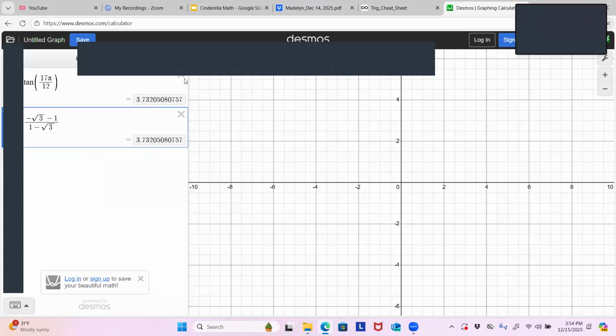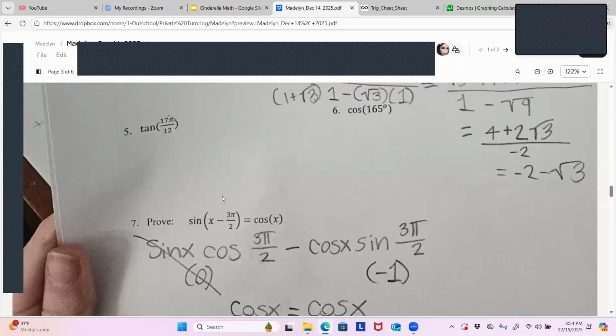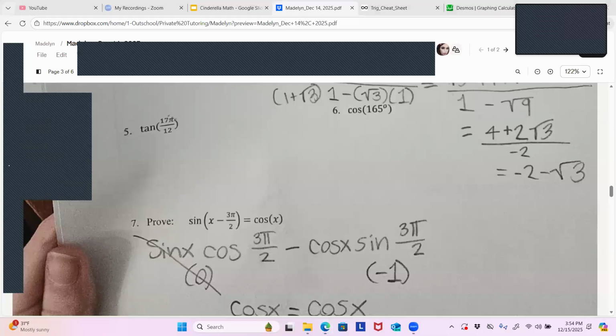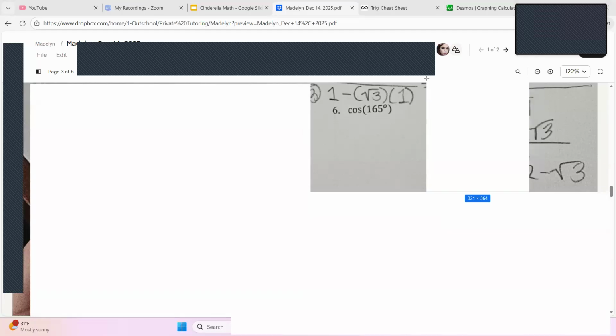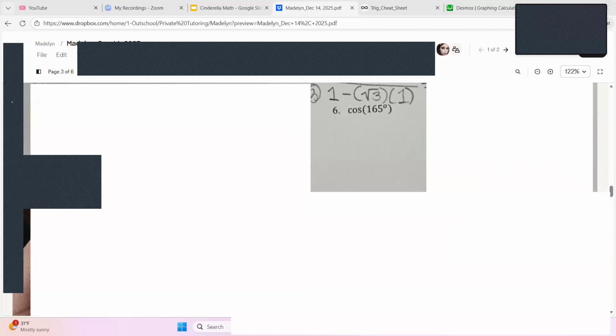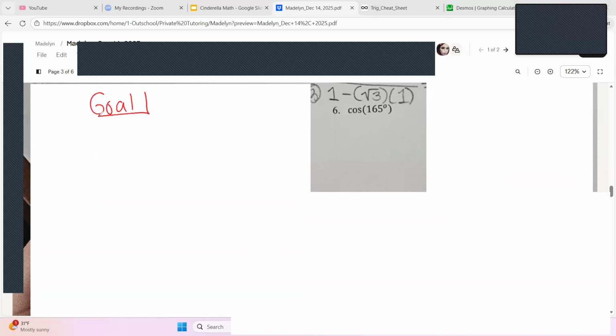Okay, I think we have one more. Number 6. Oh, this had a degree. I'm sorry, I should have done this earlier, but it's fine. So back into degree mode, which most people think is easier. So we need cos of 165. So if you look at the unit circle, there is no 165.